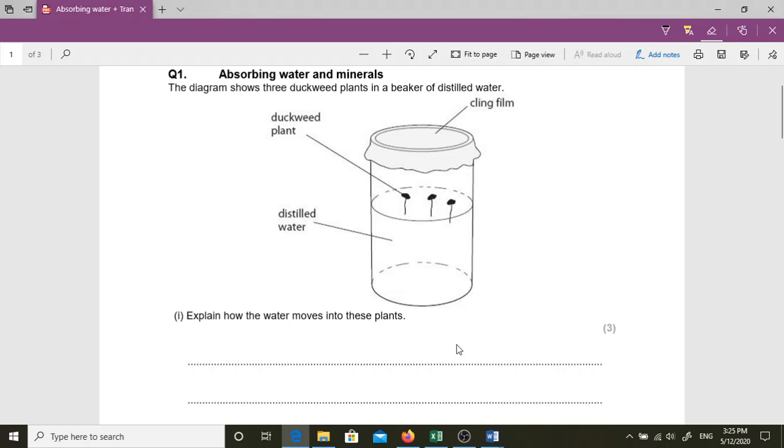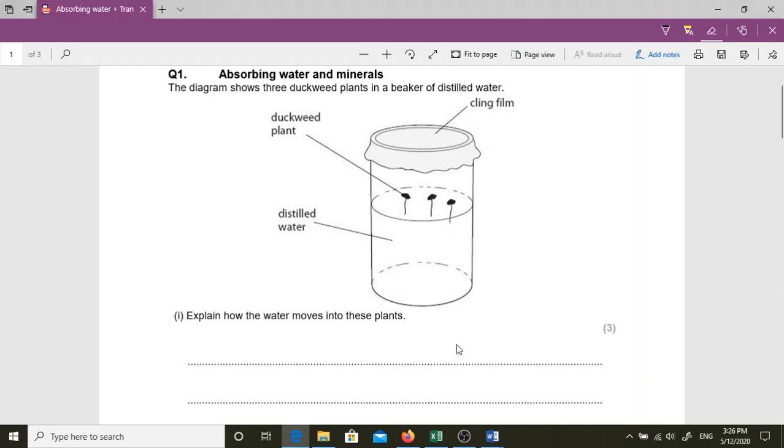The first question is about how plants absorb water and minerals. The diagram shows 3 duckweed plants in a beaker of distilled water. So we've got the picture here, a beaker with distilled water, the duckweed plants in, and some cling film on top. The question is, explain how the water moves into these plants.